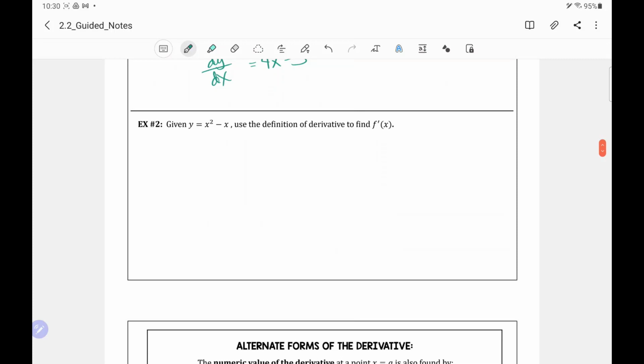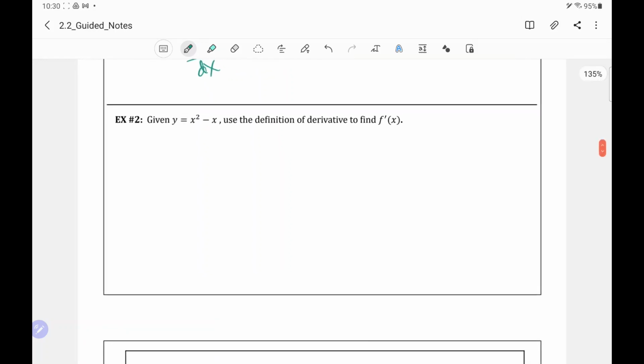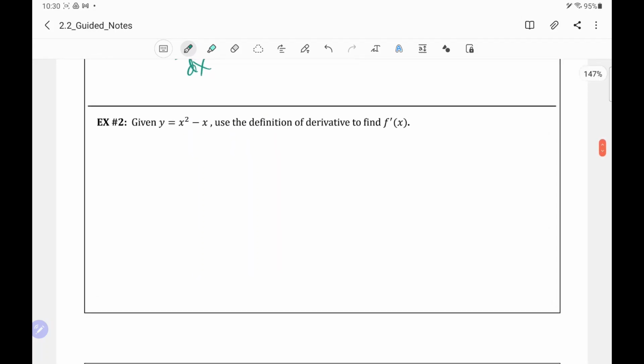Number 2, we're doing the same thing. They just use a different notation. Given y equals x squared minus x, use the definition of derivative to find f prime of x. I'm going to zoom in just because I've started to do that more often because I like it better. So here we go. We're doing f prime of x.